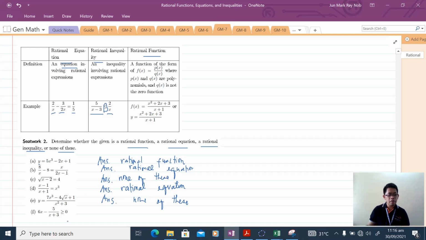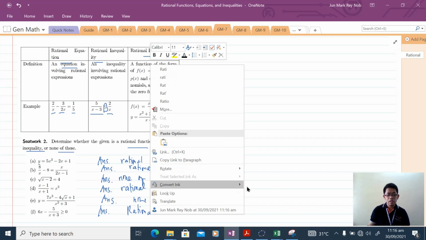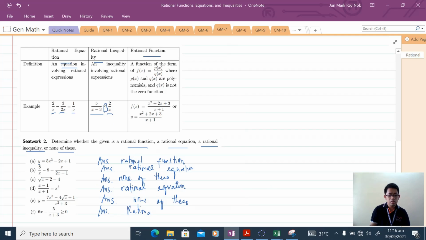For letter F, we have (6x minus 5) all over (x plus 3) greater than or equal to 0. This is clearly a rational inequality.